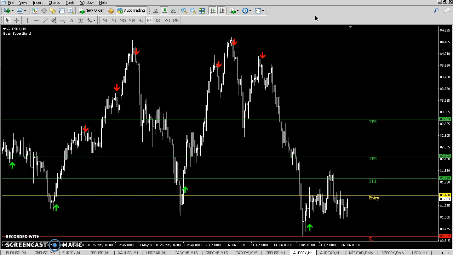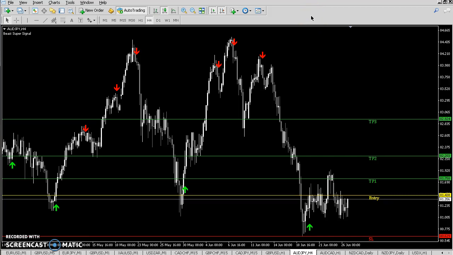As for the stop loss, in most of my trading, if I use a stop loss, I will use it at the previous swing high or swing low, and this is what we've done with the Beast Super Signal. Here is the entry price for the signal, and here is the previous swing low, which is where we have set the stop loss. So we set our stop loss based on the previous swing high or swing low.